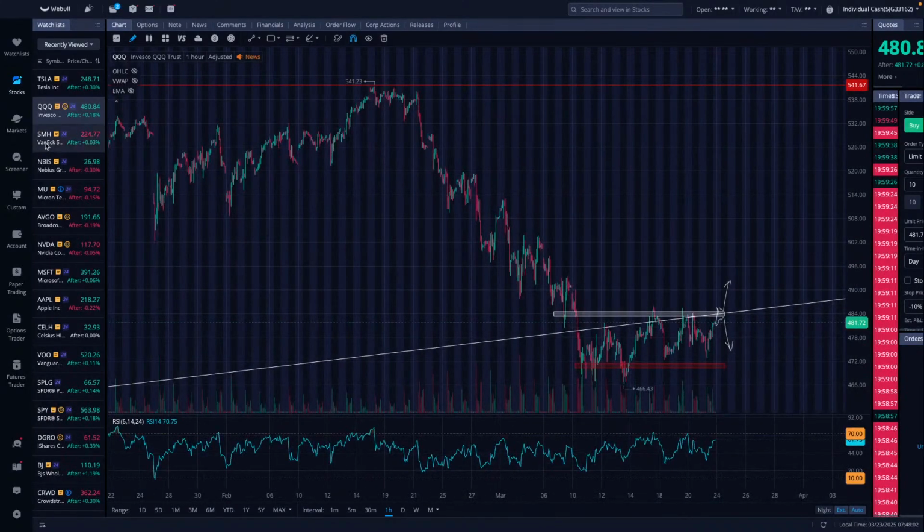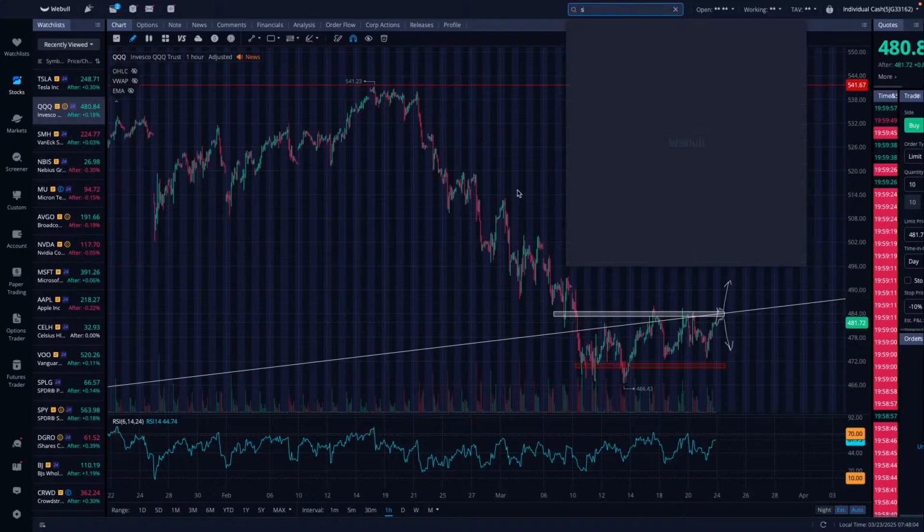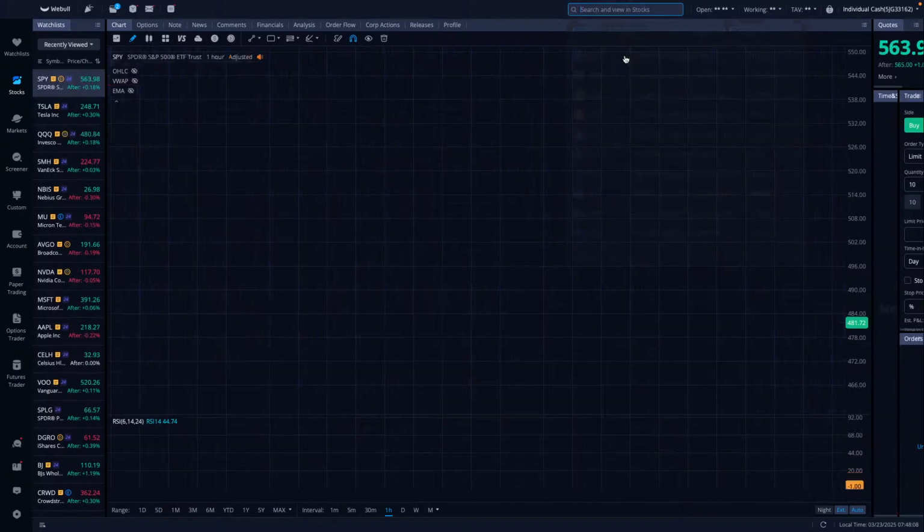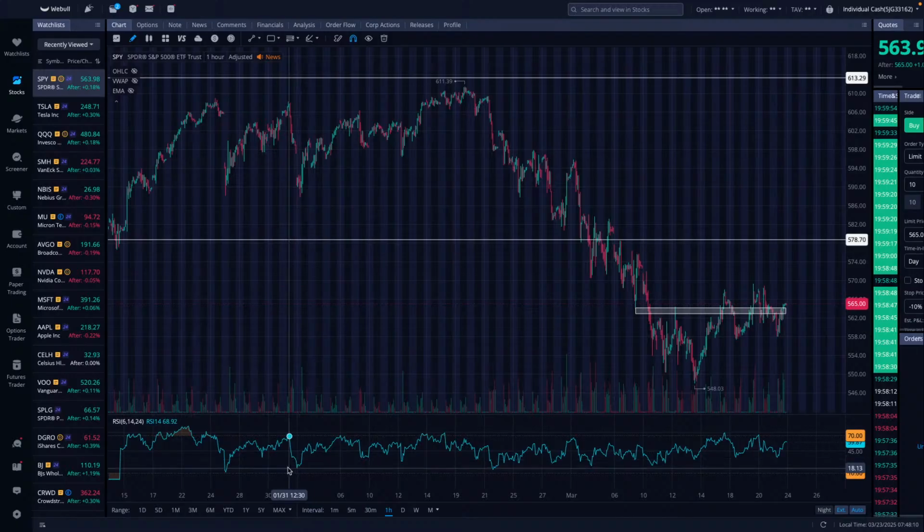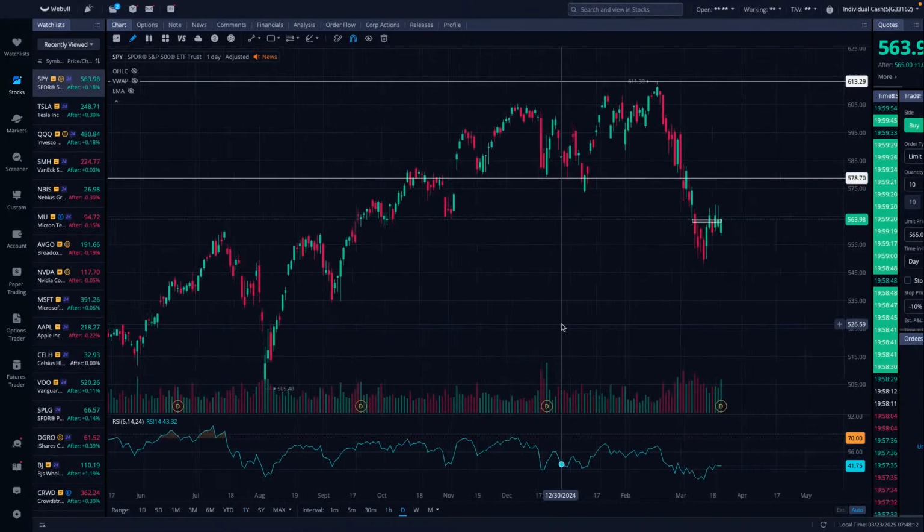I want to review just the big SPY, QQQ, SMH, just go over that first. Let's do the foundation first, and then we'll get into it.